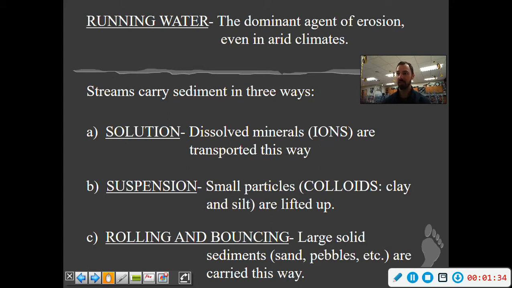Rolling and bouncing are your large solid sediments: sand, pebbles, cobbles sometimes a little bit, but boulders don't move all that much. But either way, any big sediment is going to be rolling and bouncing on the bottom. And you guys remember we talked about the appearance of river rocks. They tend to be rounded because all those sharp edges come off when these rocks are rolling and bouncing on the bottom.